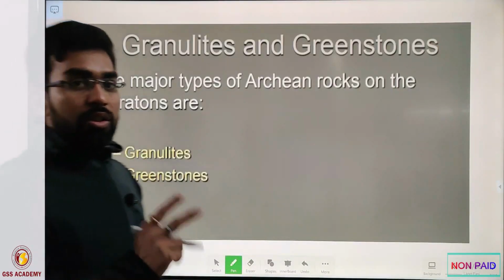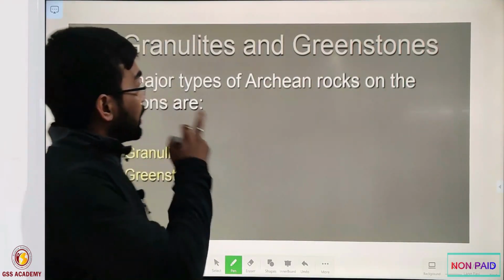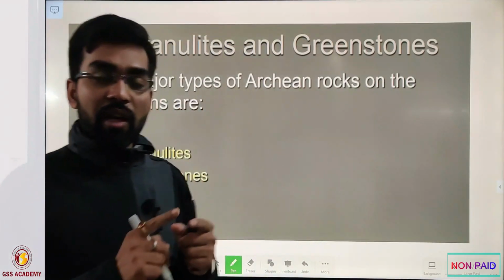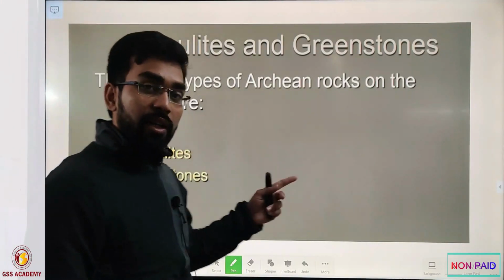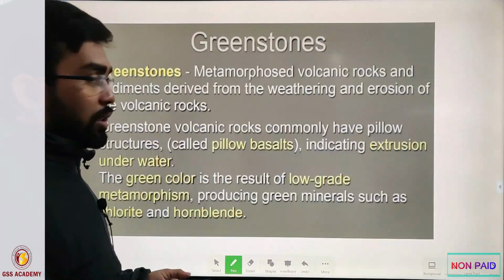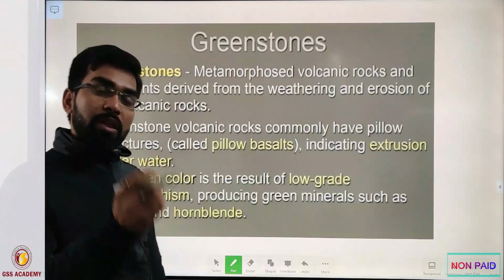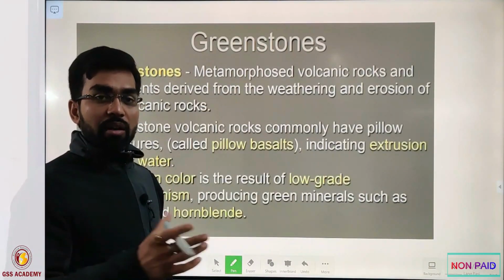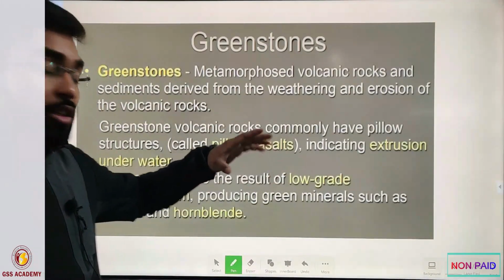The two lithologic terms we will use frequently for the craton are granulite and greenstone. These are two important formations for the Archean. Look at this term, greenstone. The green color comes from the greenschist facies, with minerals like chlorite and epidote giving the green color. That is why they are called greenschist facies.